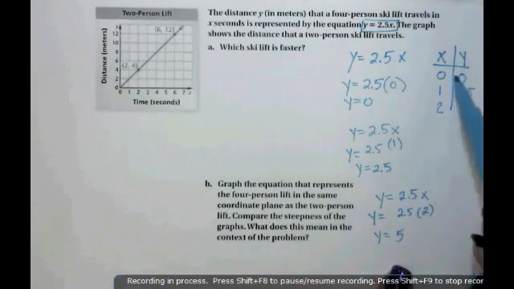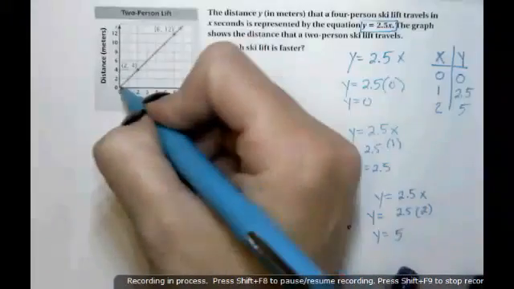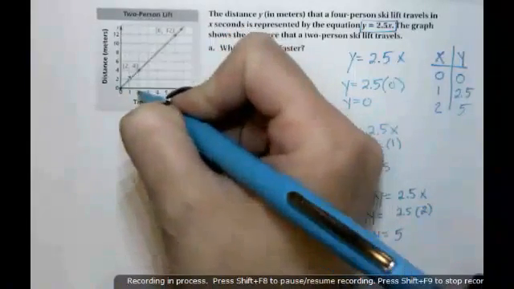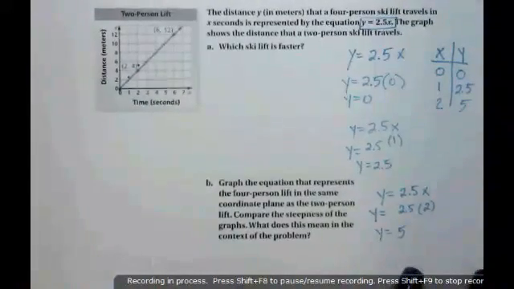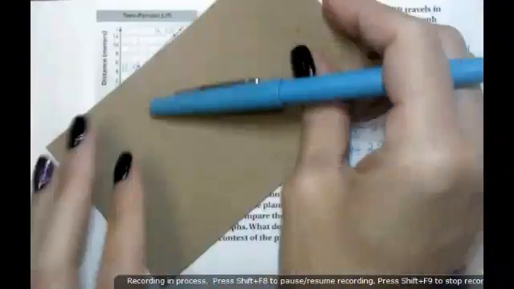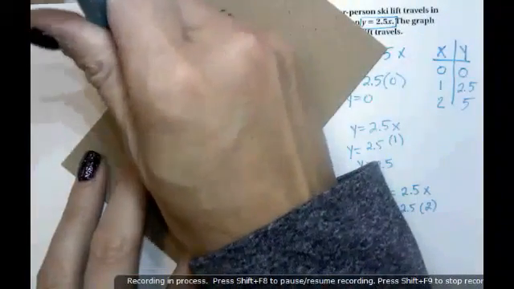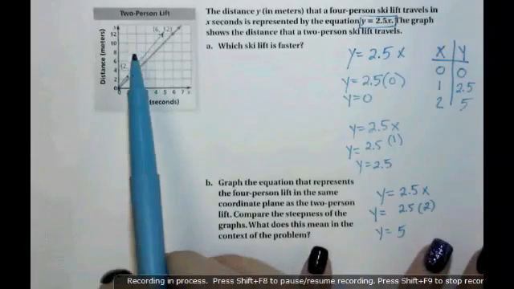Now I have 3 points that I'm going to add to this graph to the left: (0, 0), (1, 2.5), and (2, 5). I'm going to go ahead and draw this line. So now I'm looking at two graphs.